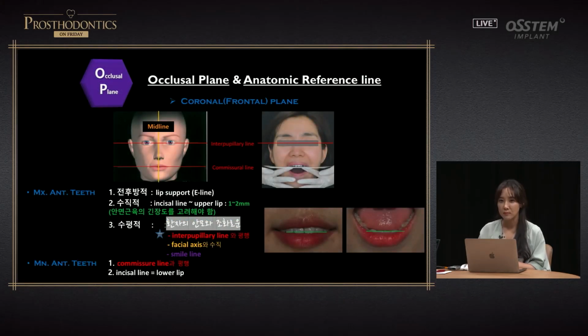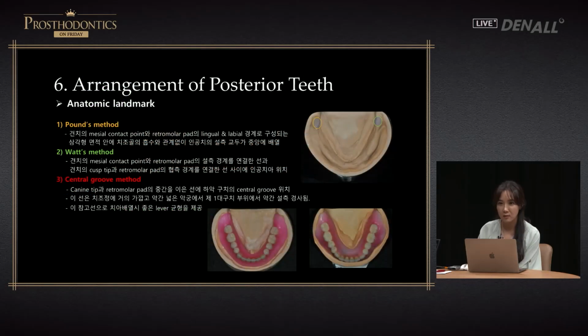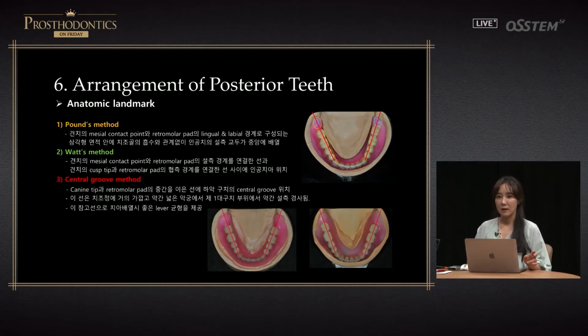And the virtual occlusal surface lines are different in the maxillary and mandibular approaches. They are not the same. You need to check incisal guidance, which affects the posterior teeth inclines. We learned various arrangement methods of posterior teeth as well as anterior. Pound's method, how to arrange teeth in the area from the canine mesial contact point and lingual and labial lines of retromolar pad. Using this kind of method, you arrange the teeth.